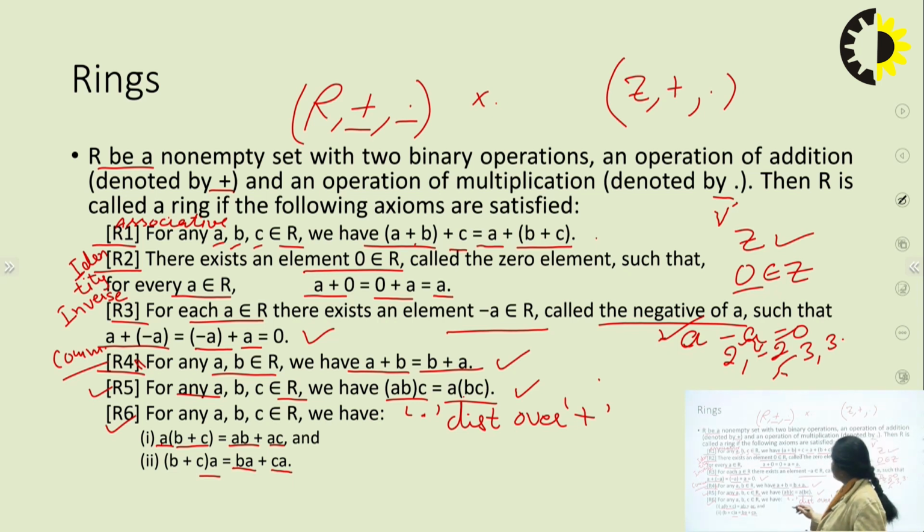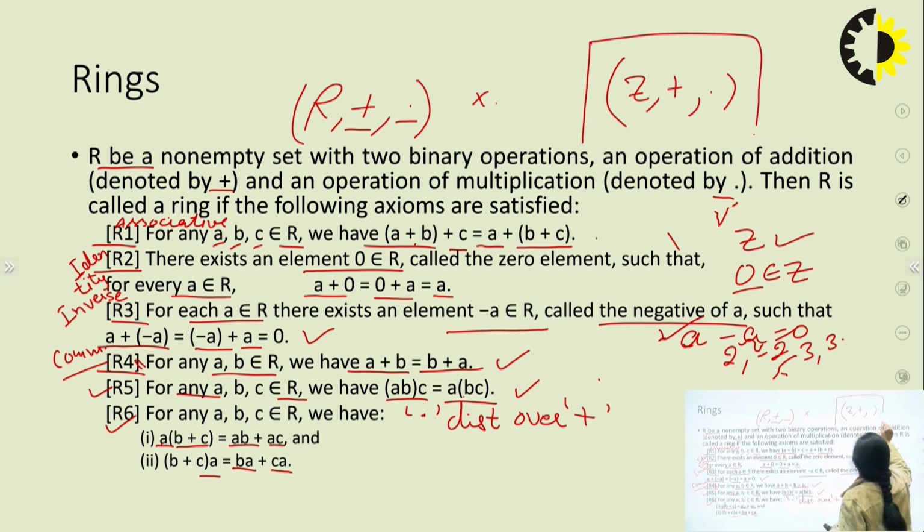And what is the last property to be checked? Distributive. The multiplicative operation should be distributive over addition. And we know that integer multiplication is distributive over addition. So all the properties hold for this particular algebraic structure in which the set of integers is present. The set is the set of integers and the operations are integer addition and integer multiplication. So it forms a ring. This is one example of a ring.